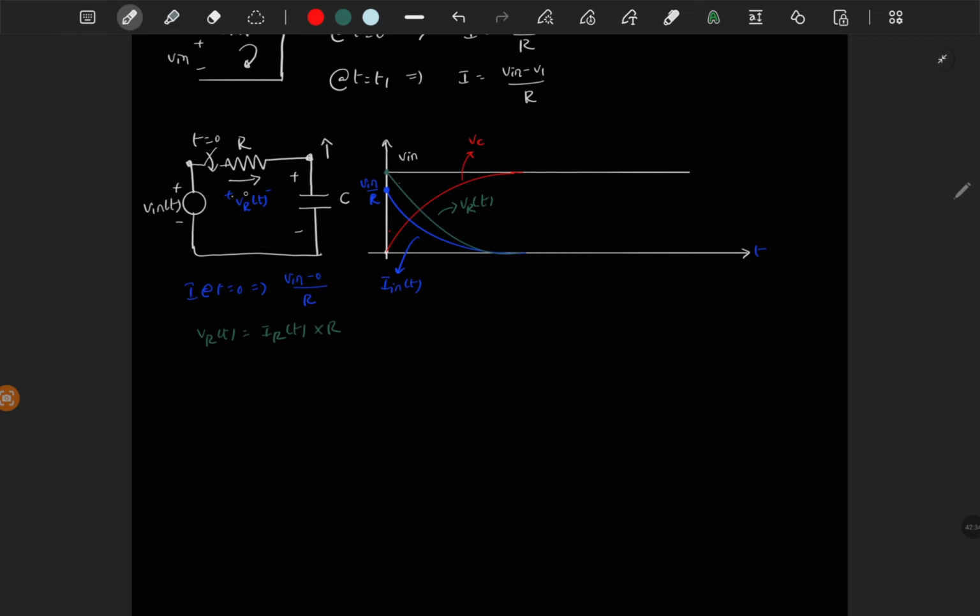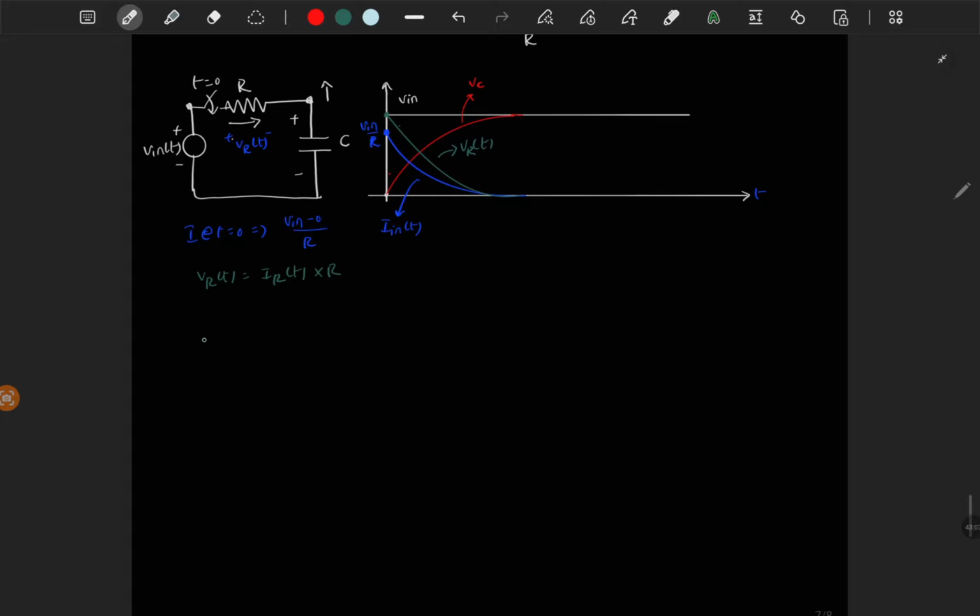You will get Vn of t is equal to Vr of t plus this voltage, which is 1 by C integral i dt, the Vc of t. If you solve that differential equation, then you will finally get the expression. But the simple method, I would say, is to solve it in Laplace transform.